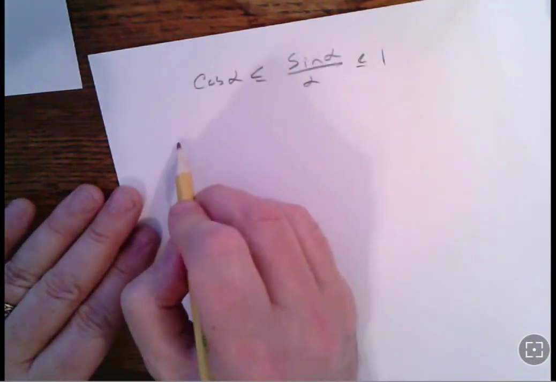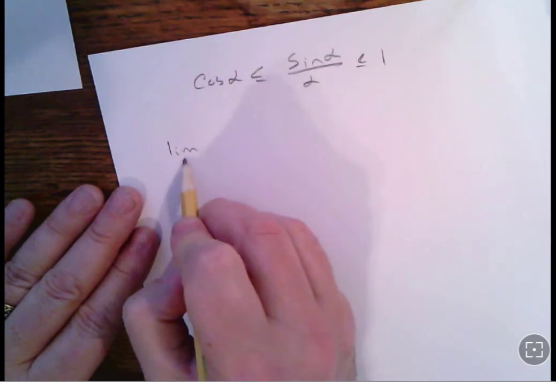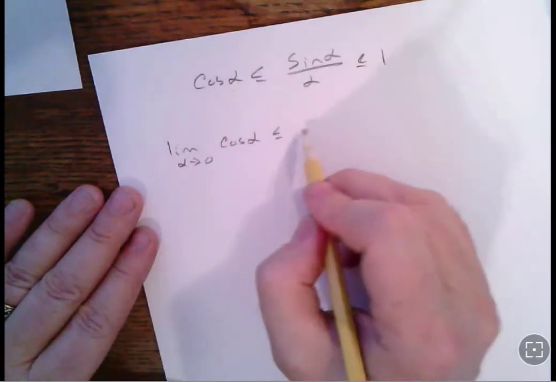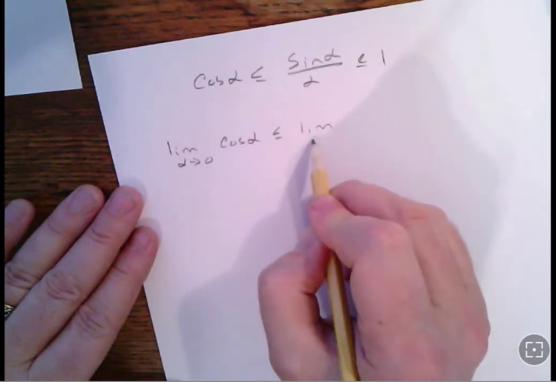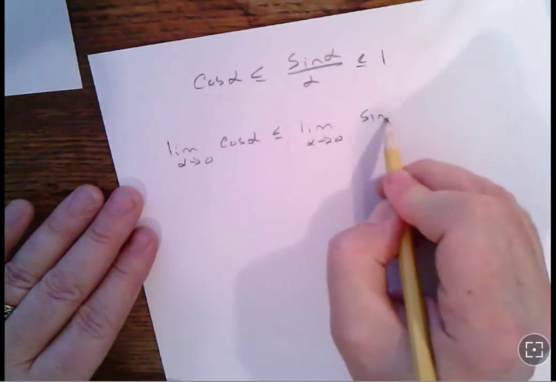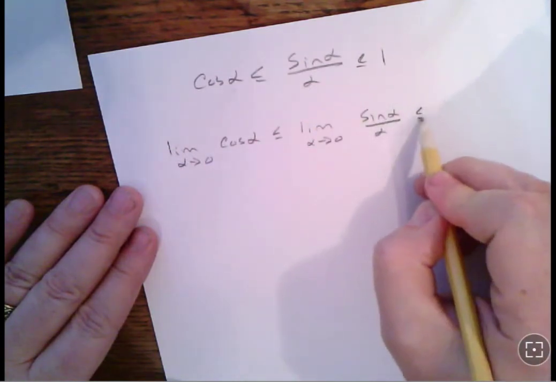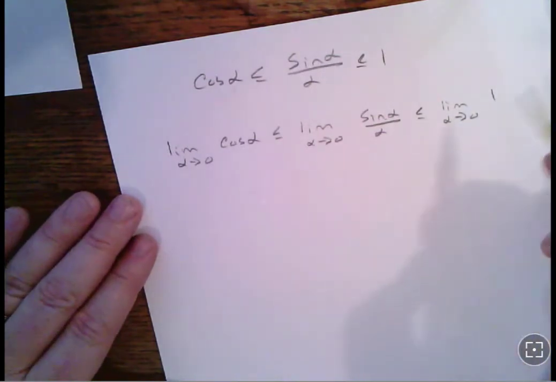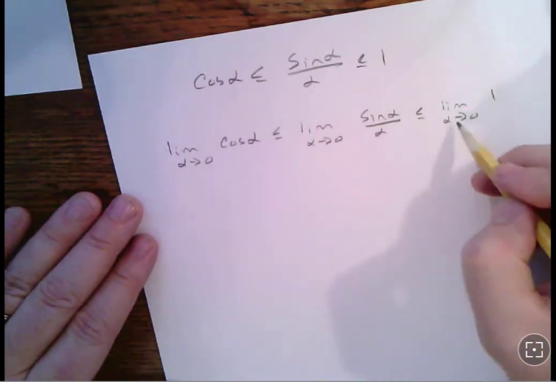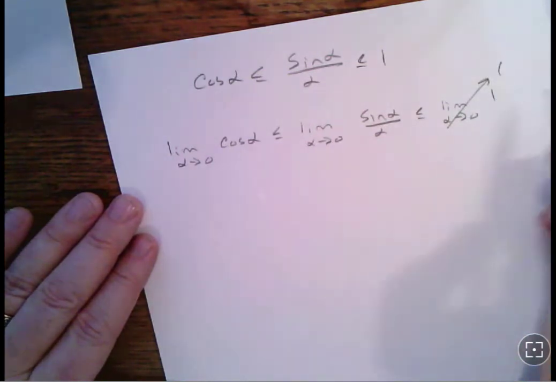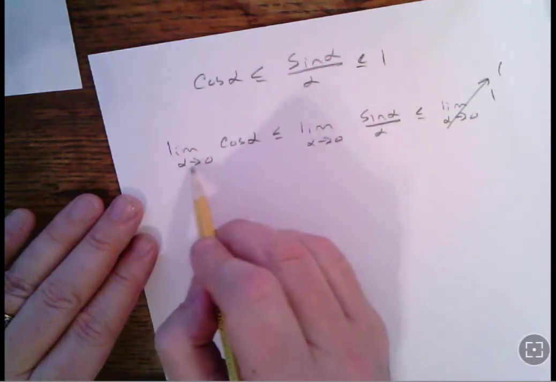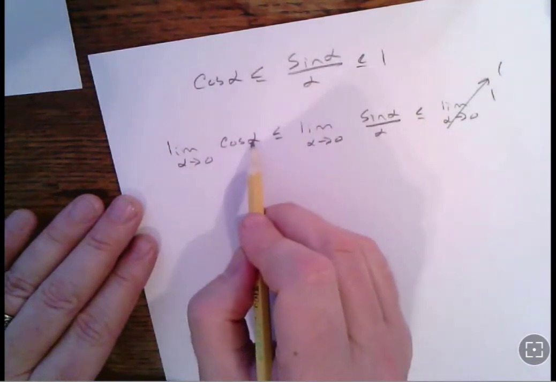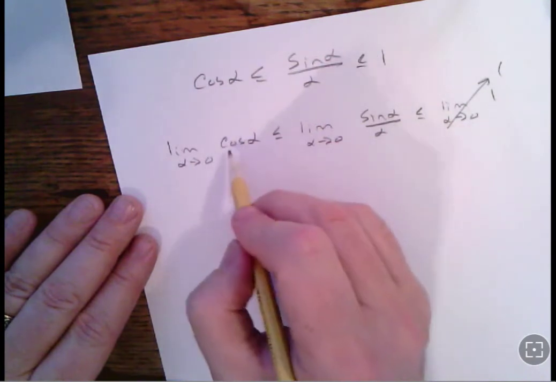And now what I'm going to do is take the limit of all three sides. So I'll write the limit as alpha approaches 0 of the cosine of alpha, which is less than or equal to the limit as alpha approaches 0 of the sine of alpha divided by alpha, which is less than or equal to the limit as alpha approaches 0 of 1. So the limit as alpha approaches 0 of 1, obviously that's going to be 1 because 1 doesn't change. Here, as alpha approaches 0, the cosine of alpha, well, that's fine, right? There's no issues with it, the cosine of 0 is 1.